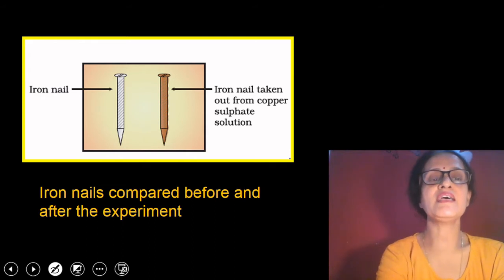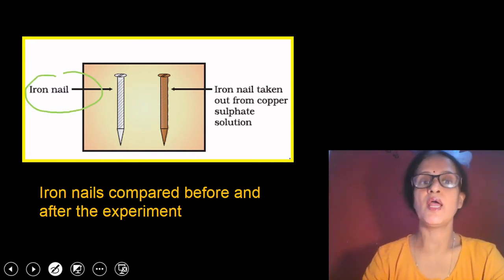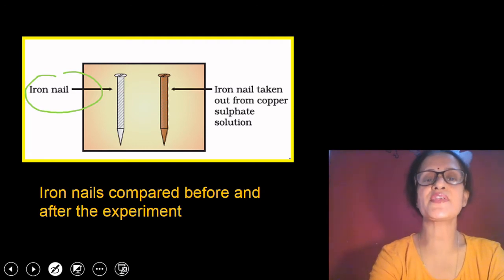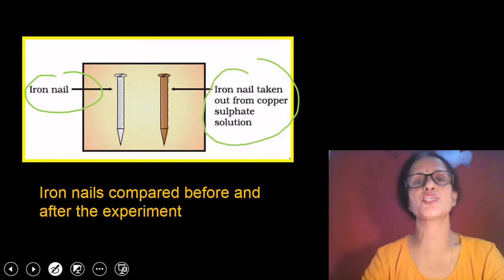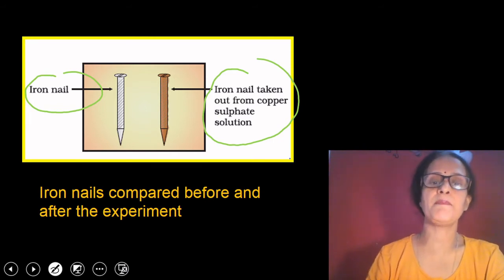Here you can see the iron nail which was kept aside for comparison is greyish in color. But the iron nail which was dipped in copper sulfate solution, you can see that it turns reddish brown. You can find a reddish brown deposition on the iron nails which were dipped in setup B.